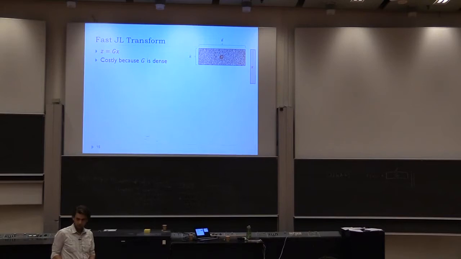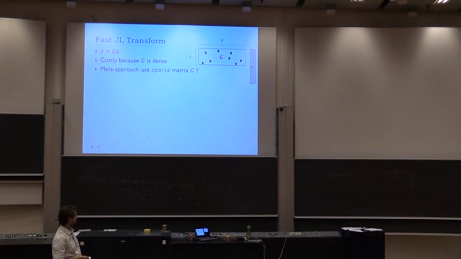There are also other directions where one can improve this process, and I'll mention them later. So how are we going to do this? What is the problem? This is the picture: a matrix G. It is a dense matrix. Remember, every entry is distributed as a Gaussian or maybe as a random plus or minus one, and you need to multiply by vector x. There is so much information in G that essentially we have to touch it all, or at least this is the expectation. It is costly because the matrix G is dense. So the meta approach is to ask: can we use a matrix G which is much sparser?